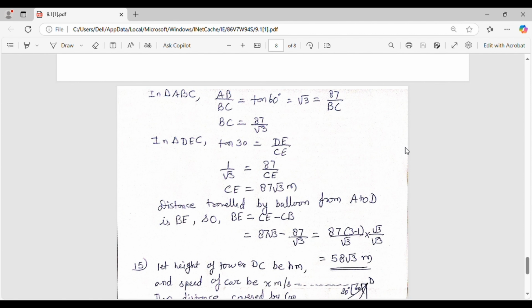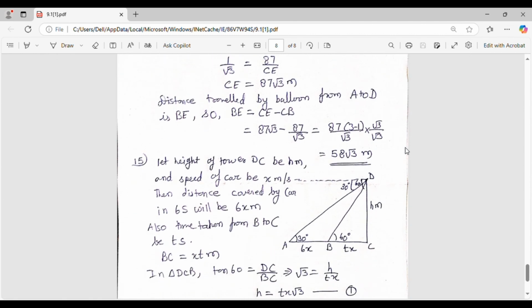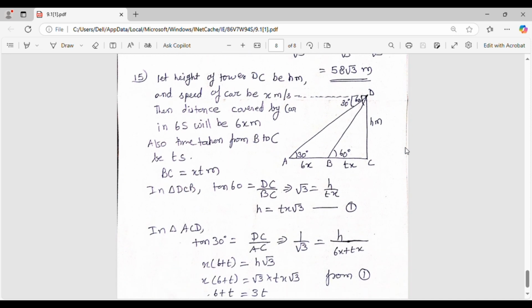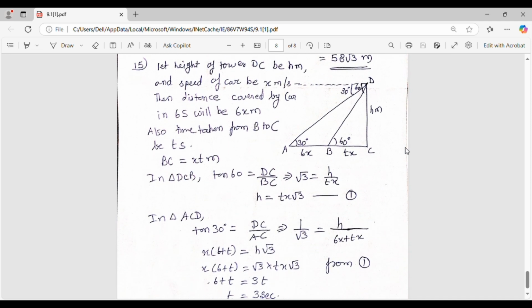Next question, question number 15. A straight highway lead to the foot of tower. A man standing at the top of tower observe a car at an angle of depression of 30 degree which is approaching the foot of tower with a uniform speed. 6 seconds later, the angle of depression of the car is found to be 60 degree. Find the time taken by the car to reach the foot of tower from this point.